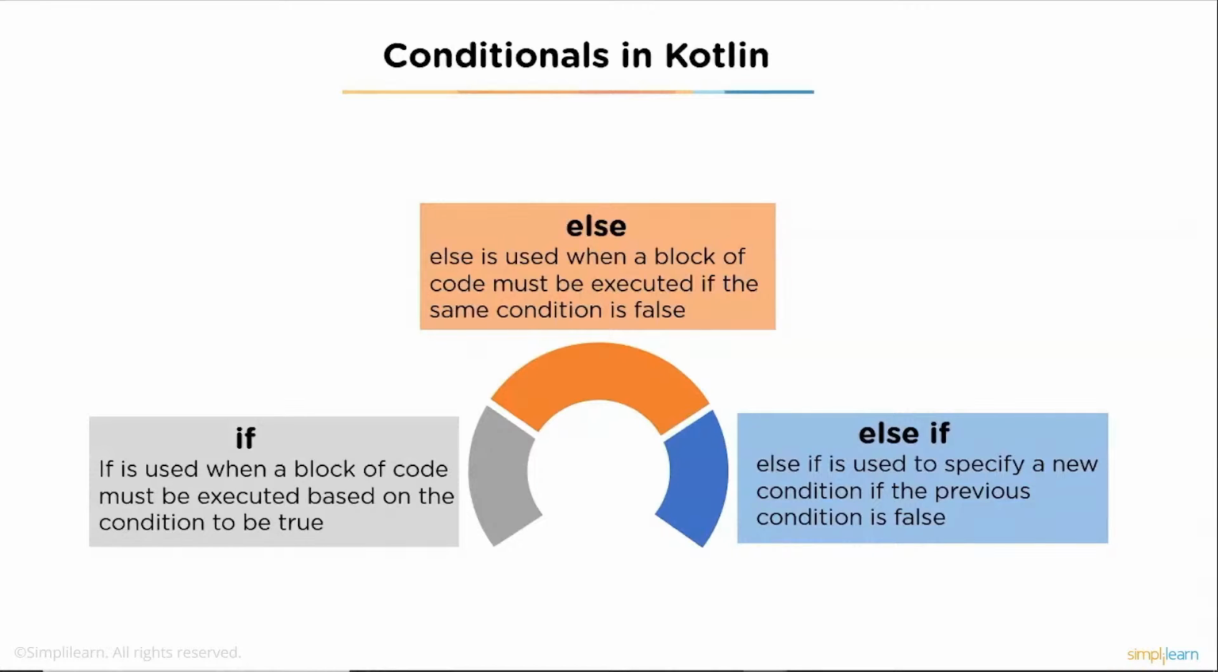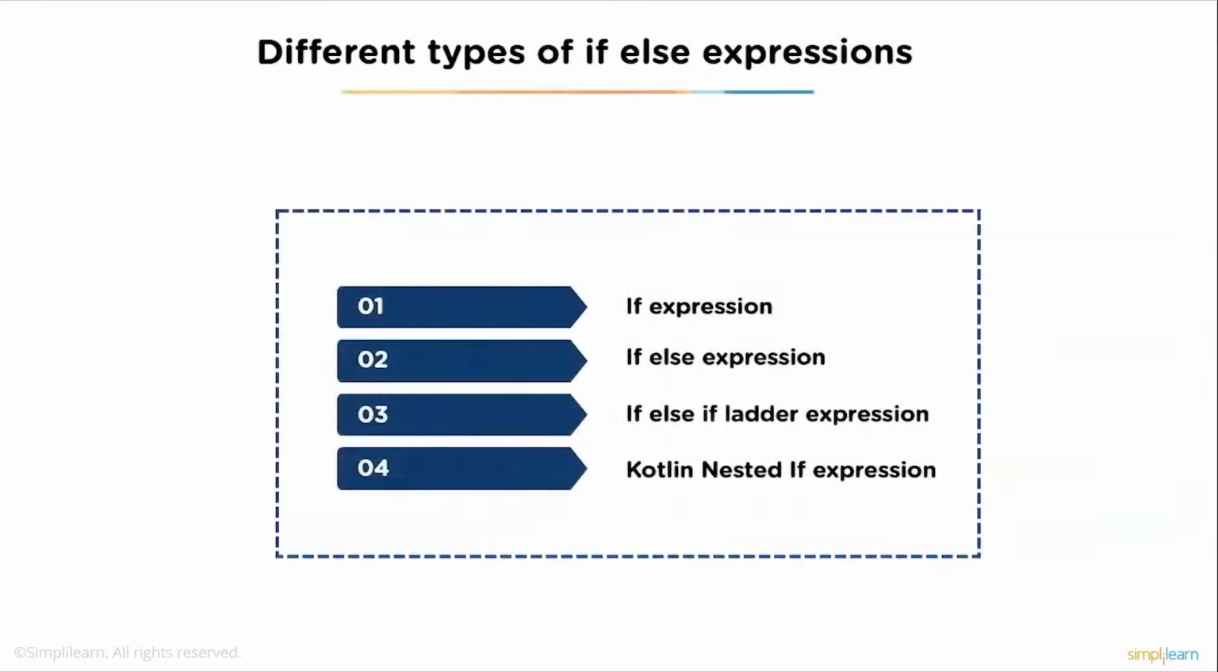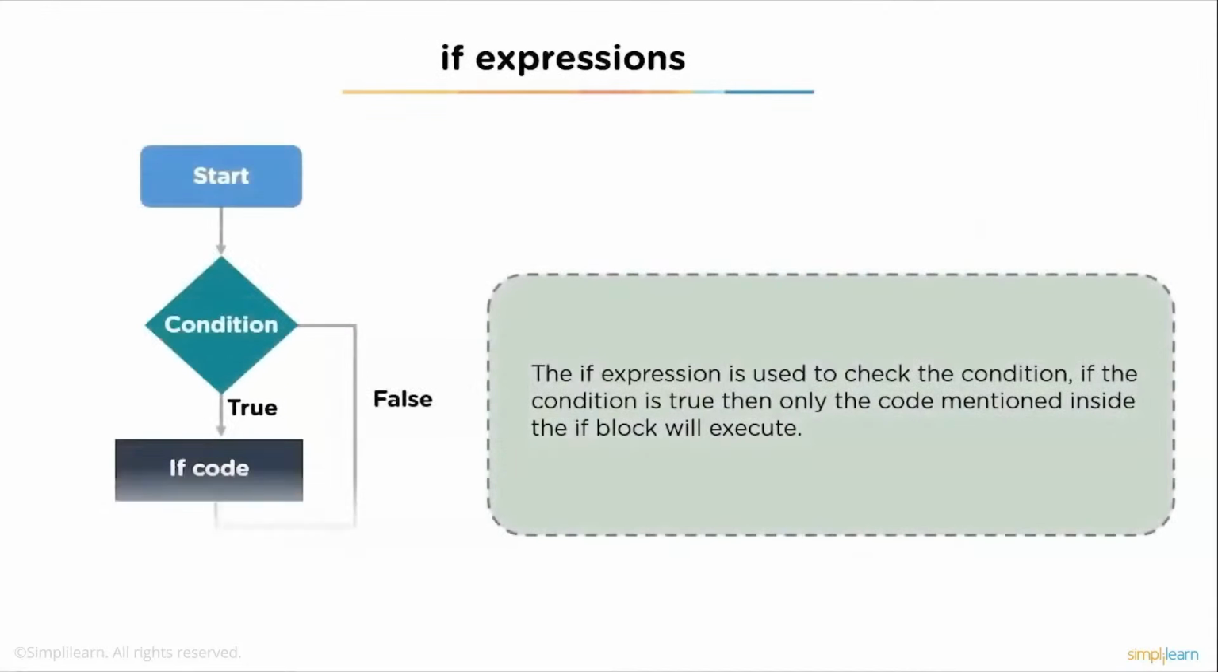Now, moving on to different types of if-else expressions. First is if expression, second is if-else expression, third is if-else-if ladder expression, and fourth is nested if expression. Now, let's understand the if expression first. If expression is a conditional statement which checks if a particular condition is satisfied. The condition is specified inside the if brackets and it checks if it met the condition or not. If they met the condition, then the block will execute, otherwise not.